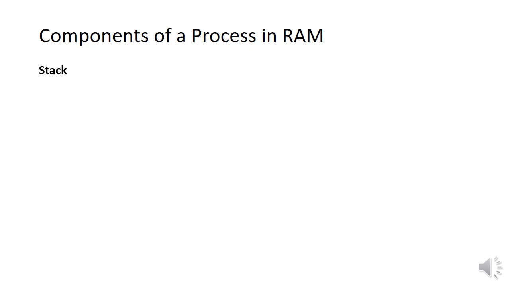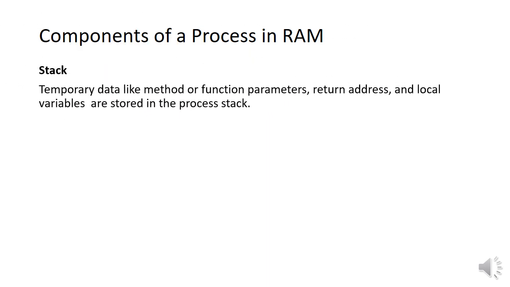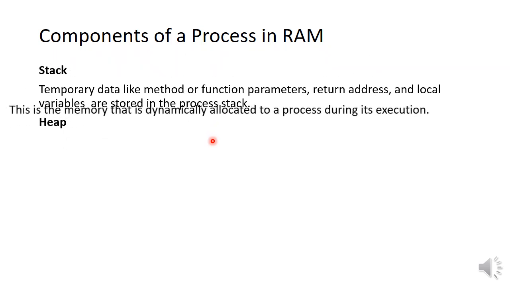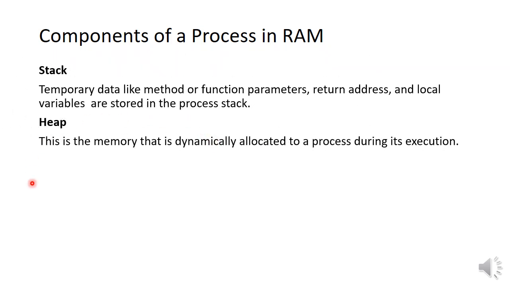So stack is used to store temporary data, as I have said, like function parameters, return addresses, and local variables. Heap is used as a memory which is dynamically allocated to the process during its execution.